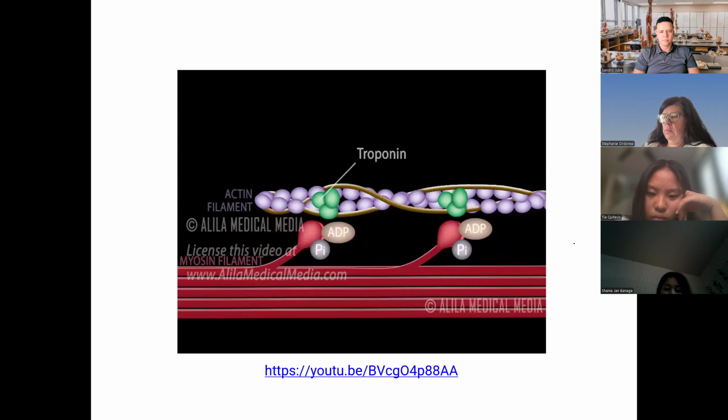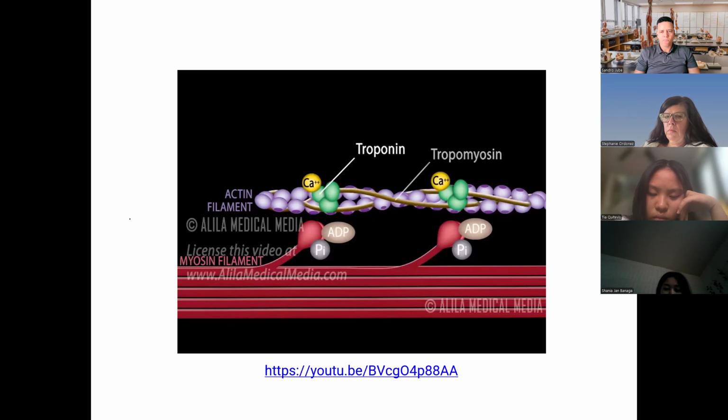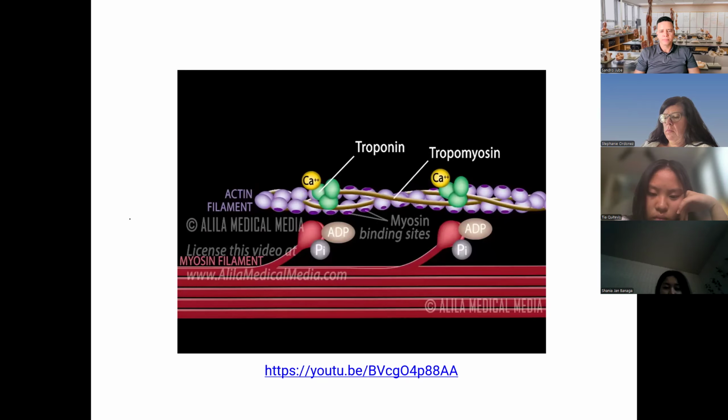Cross-bridge cycling forms the molecular basis for this sliding movement. Muscle contraction is initiated when muscle fibers are stimulated by a nerve impulse and calcium ions are released. The troponin units on the actin myofilaments are bound by calcium ions. This troponin unit is the regulatory protein I was talking about earlier. The binding displaces tropomyosin along the myofilaments, which in turn exposes the myosin binding sites.